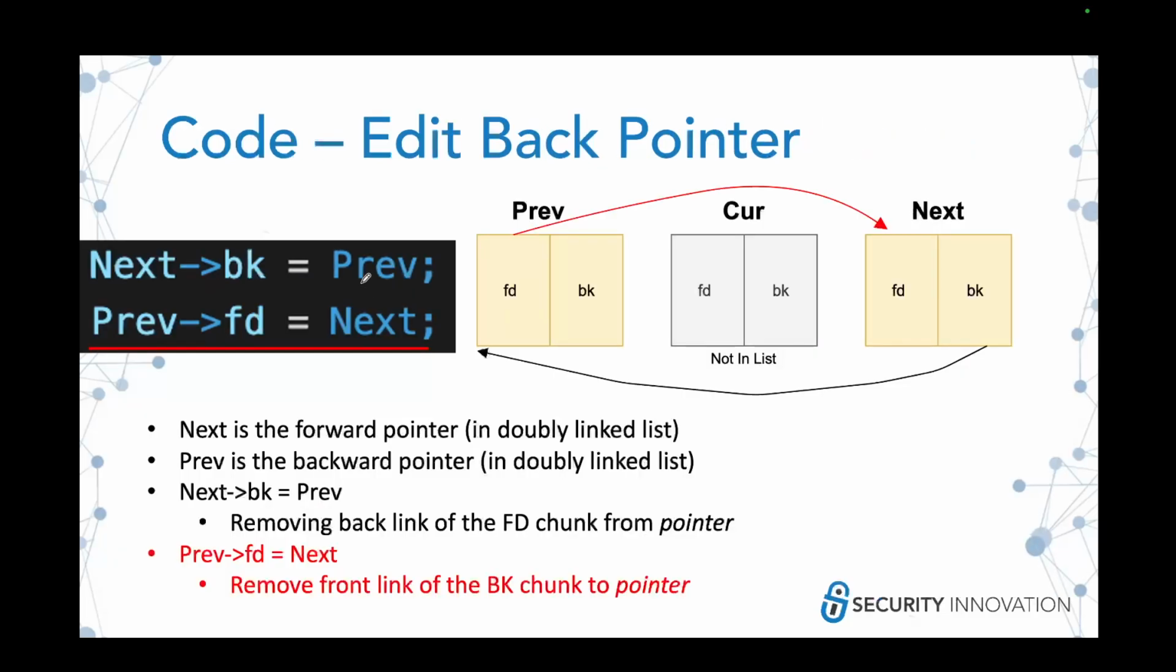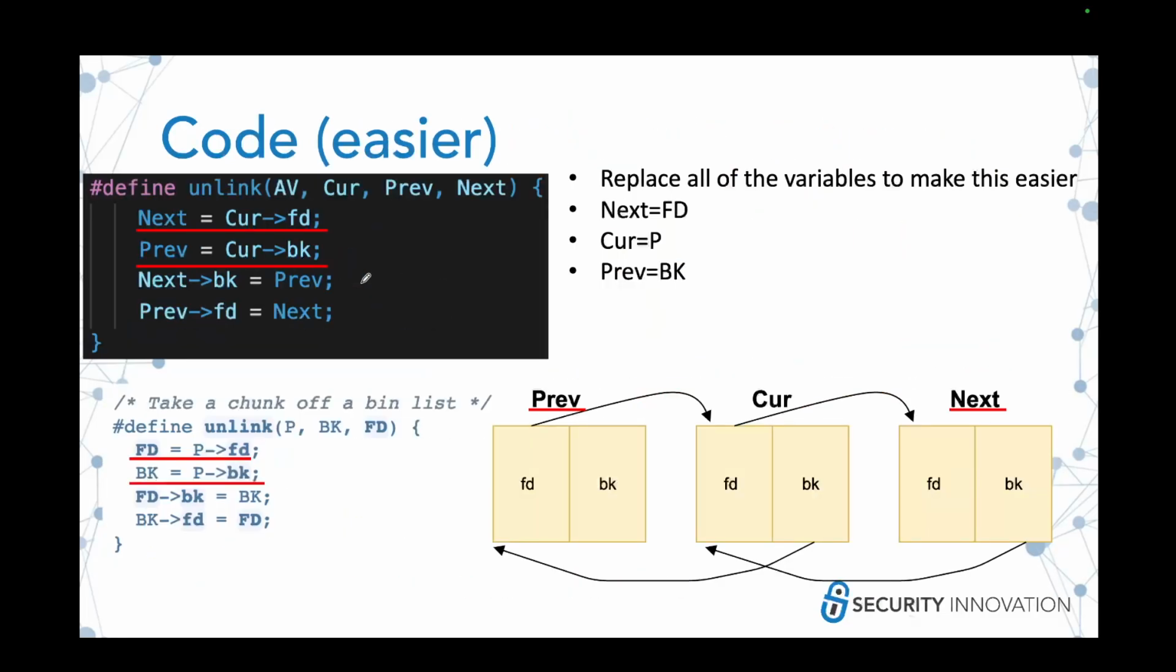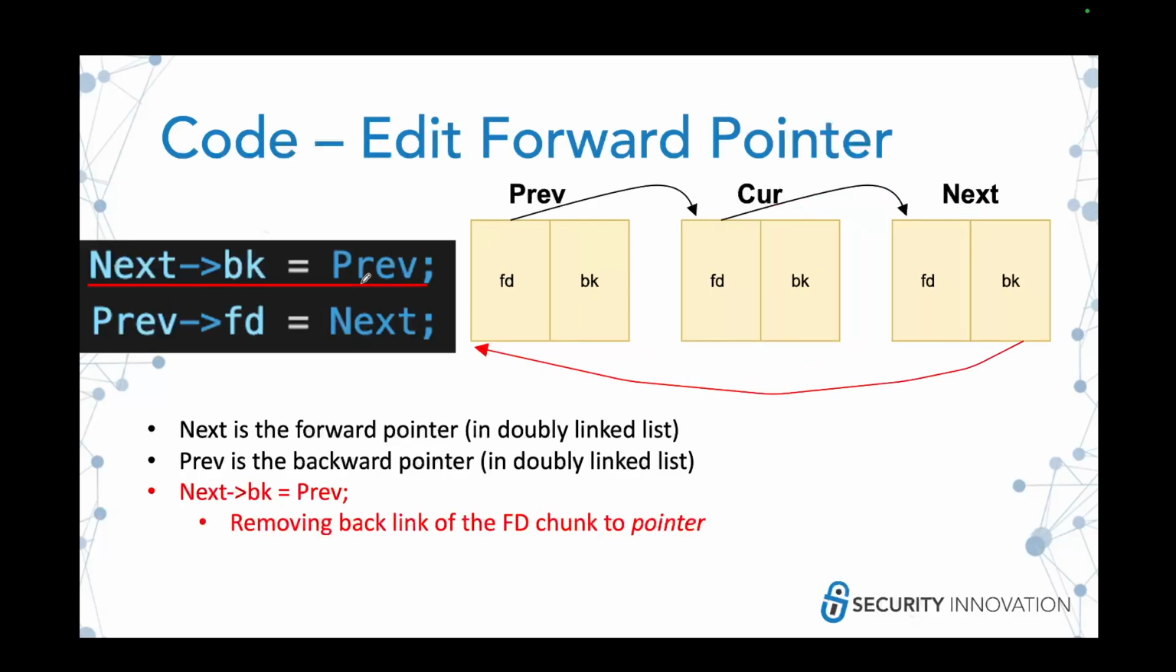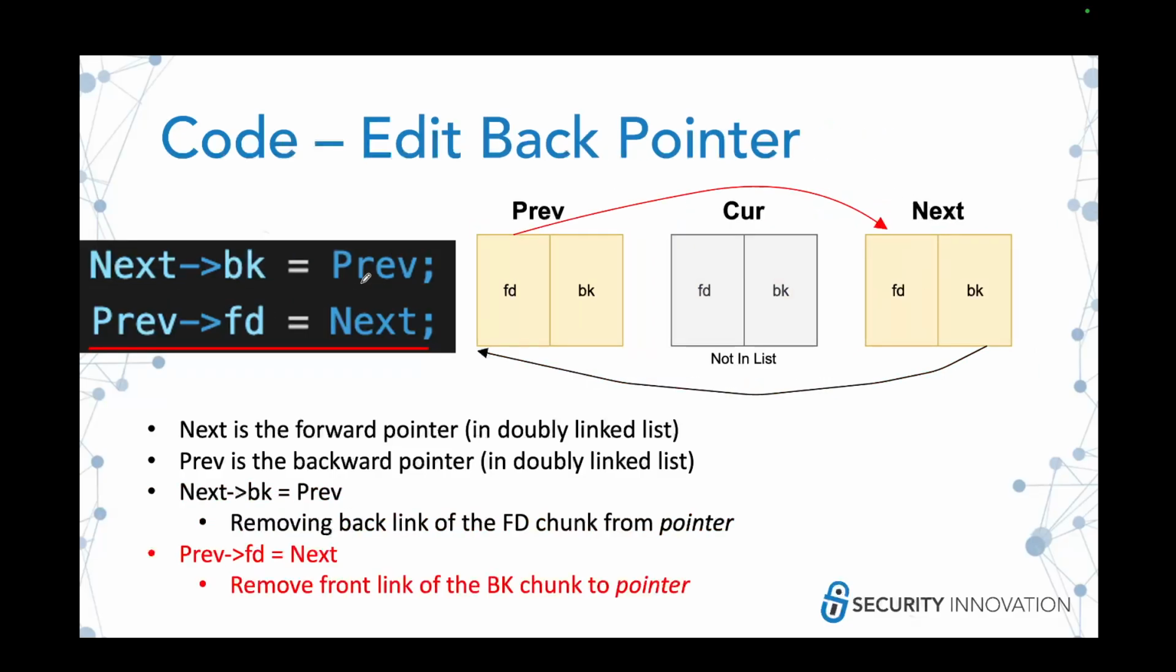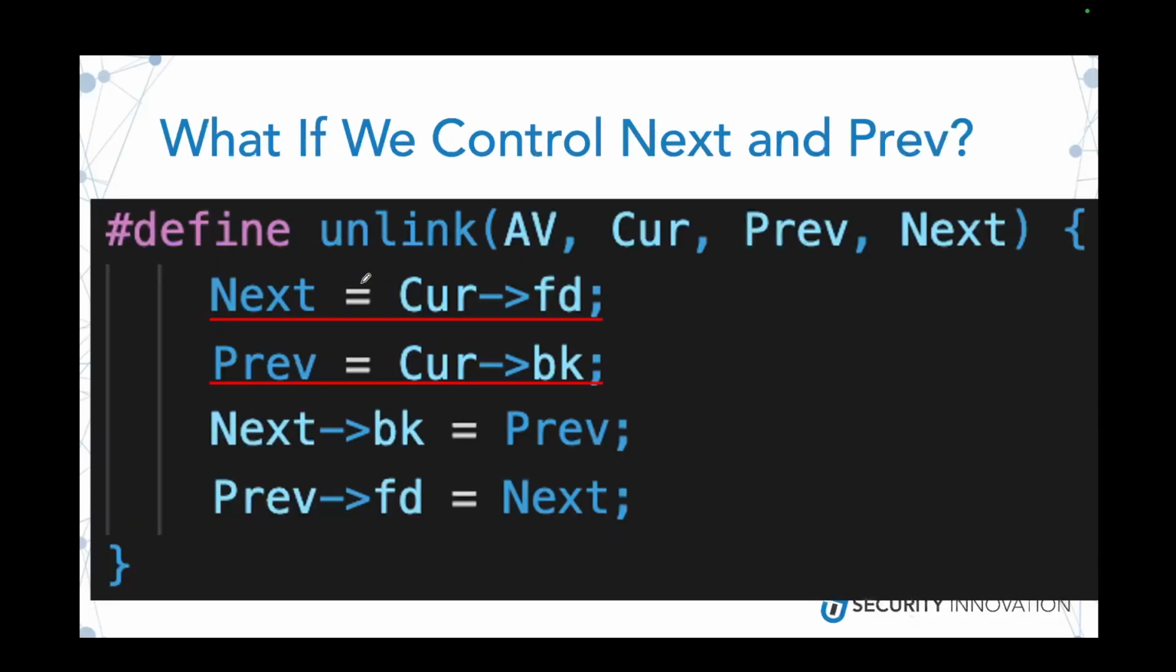So just to recap, cur's FD and cur's BK are just getting temporary variables. Next's BK equals prev, and prev's FD equals next is where the actual writing happens. And we do this in order to remove the cur element from the linked list entirely.